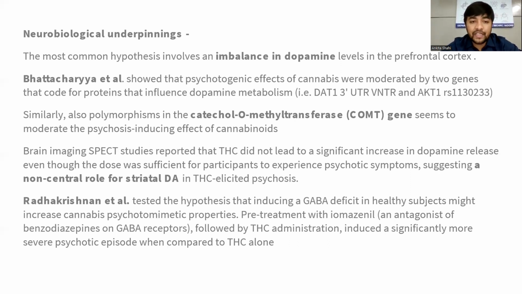So it is not very clear, but something is going awry with the DA mechanism. Radhakrishnan et al. tested the hypothesis that inducing a GABA deficit in healthy subjects might increase cannabis psychotomimetic properties. So, pre-treatment with iomazenil, an antagonist of benzodiazepine, followed by THC administration, induces significantly more severe psychotic episode when compared to THC alone. So, other neurotransmitters also seem to modulate the situation, especially GABA. So, if GABA is not there, then the predisposition to psychotic episode is there.